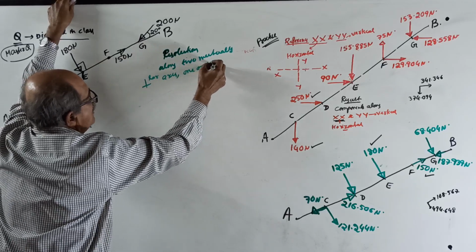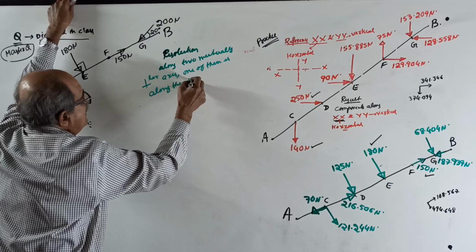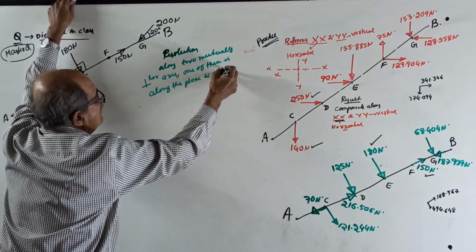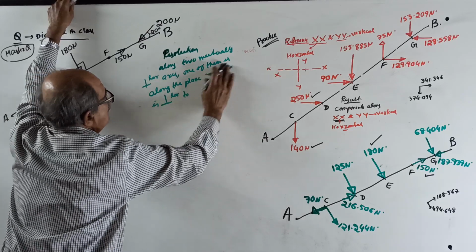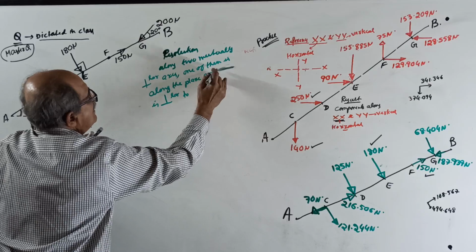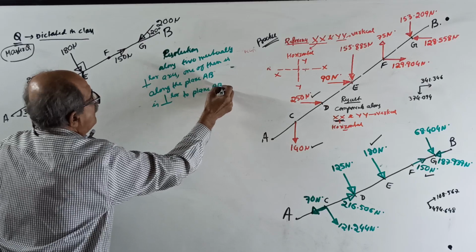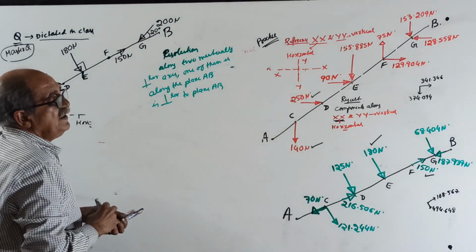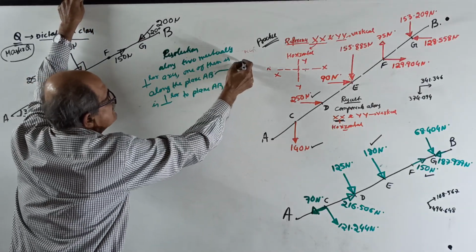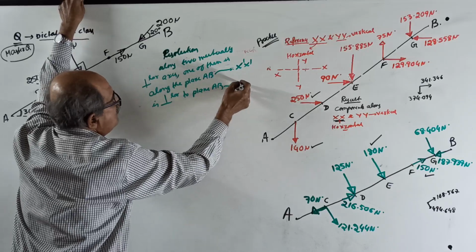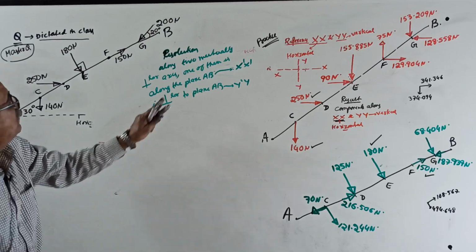One of them is along the plane, and the other is perpendicular to the plane AB. Or you can write, one of them is along the inclined plane, the other is perpendicular to the inclined plane. Along the plane you call x dash, perpendicular you call y dash. Make this note first. I am rubbing now, I want space. Make this note.